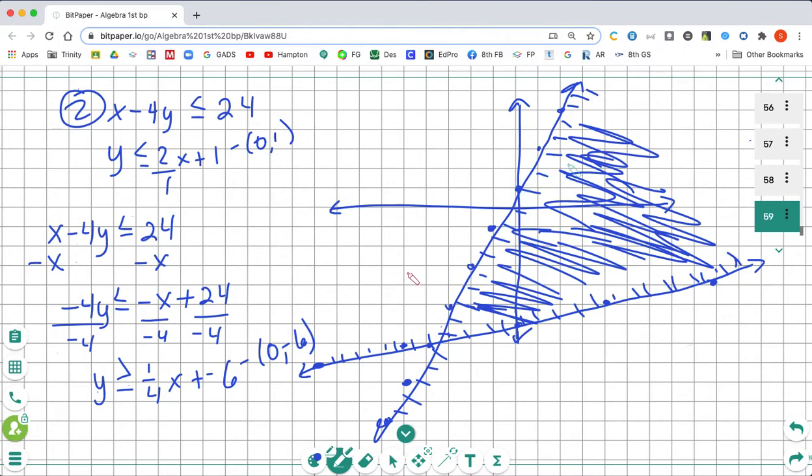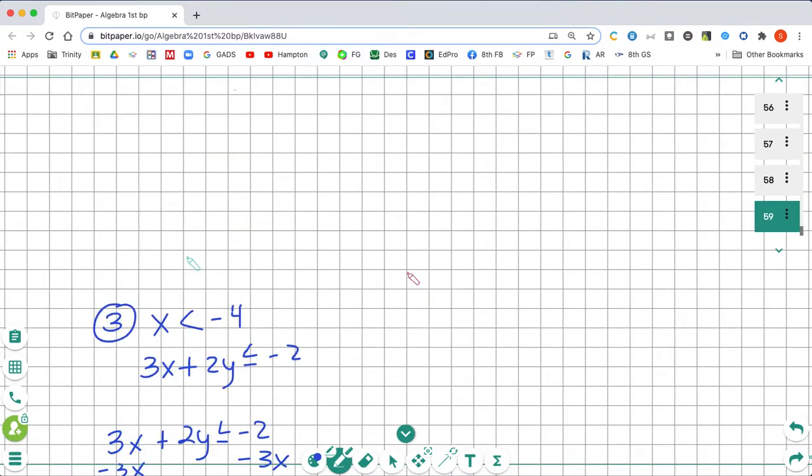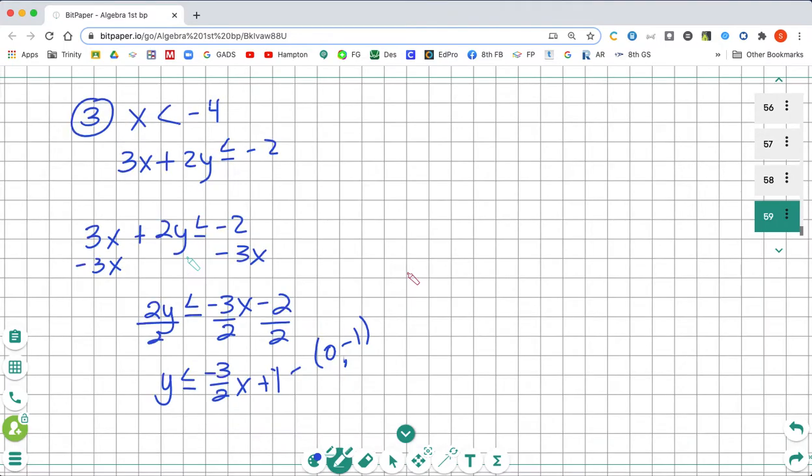So again, it's a good idea to pick out an ordered pair that's in the shading area and go back and check it to make sure that it works in each equation. All right, last one that we're going to be graphing is x is less than -4.